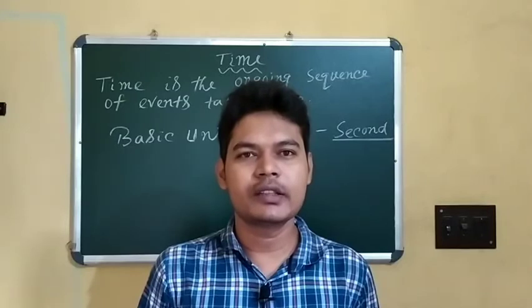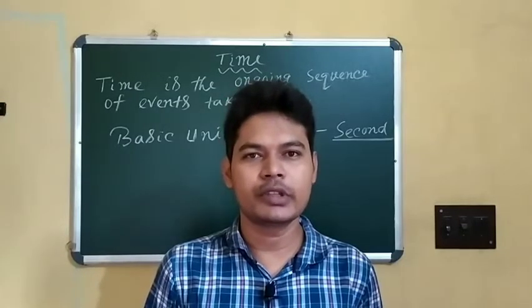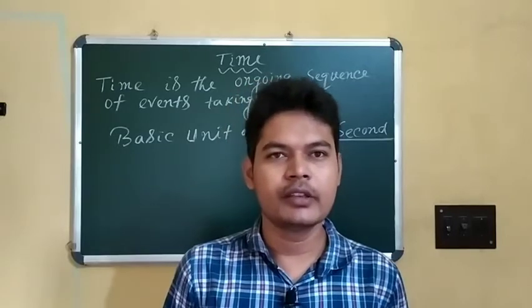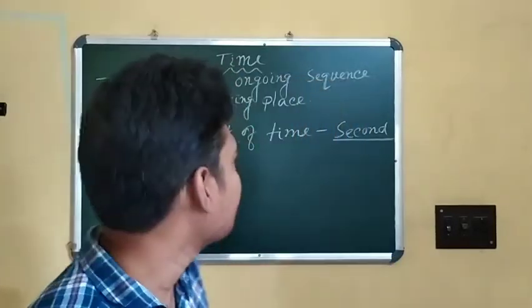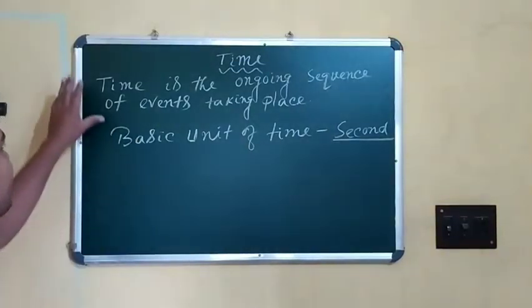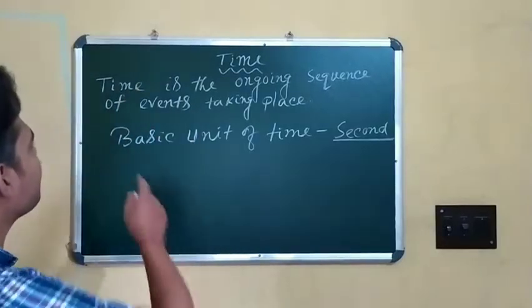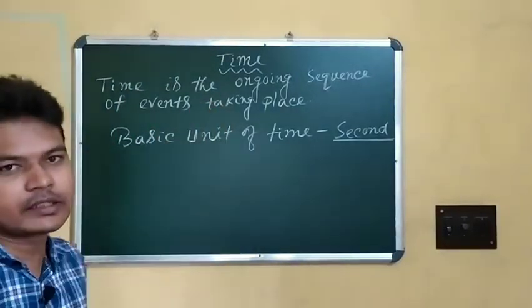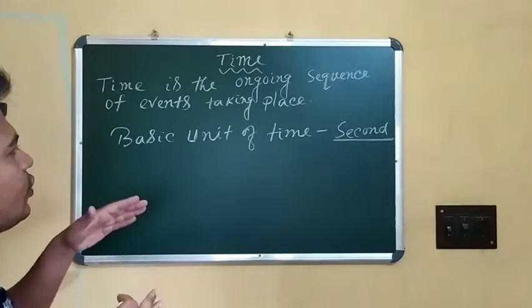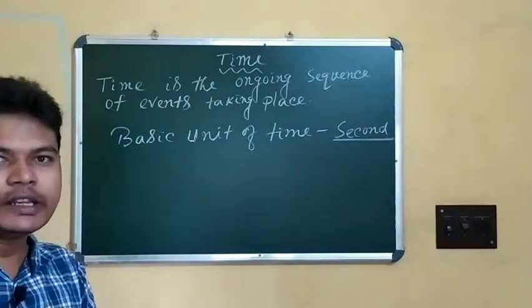Today we will discuss the last topic of class 7, that is time, from the chapter Motion and Time. Okay, so let's start. At first you can see the definition of time. What is time? Time is the ongoing sequence of events taking place. That means a sequence of ongoing events which come one by one in a sequence.